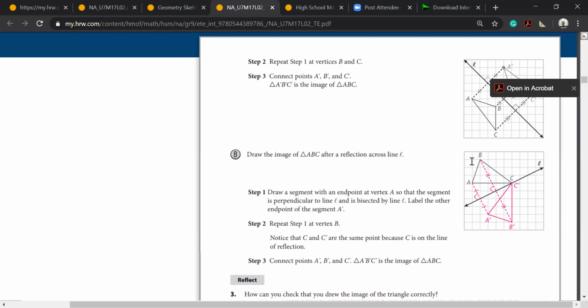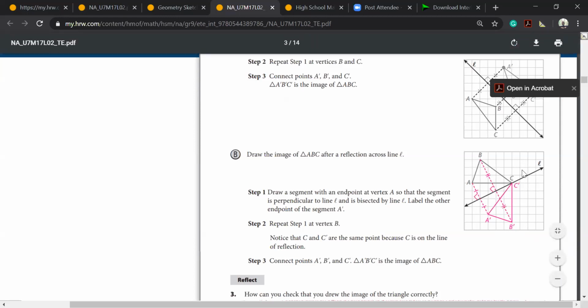Most of the time, take care, the points will be on a corner of a box. If you find it in between one of the boxes, just shift it to the corner of the box, otherwise you will be making a minor mistake. And for A, I did the same thing. I made sure that the angle I prepared is 90 degrees, and then measuring the distance here and there, it was equal. I have my 3 points. Now I can graph my image. A prime, B prime, and C prime.